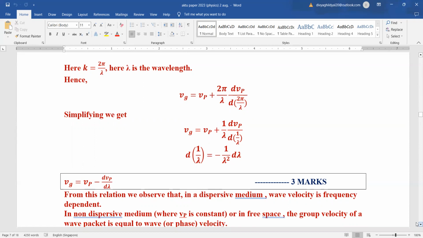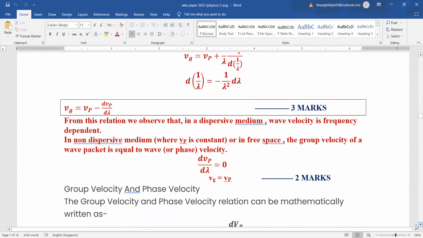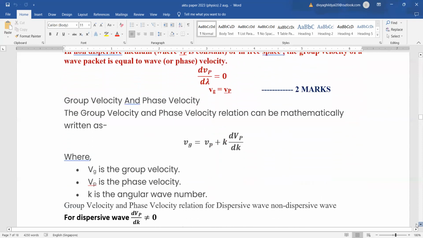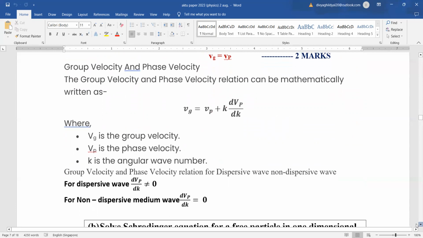Now, from this expression, we will give the answer to their question where they are asking about dispersive and non-dispersive medium. That means in a dispersive medium, the wave velocity is frequency dependent, and in a non-dispersive medium, where Vp is constant, or the free space case, group velocity is equal to phase velocity. You will get your remaining 2 marks here. Or you can simply even write it like this for dispersive and non-dispersive medium.